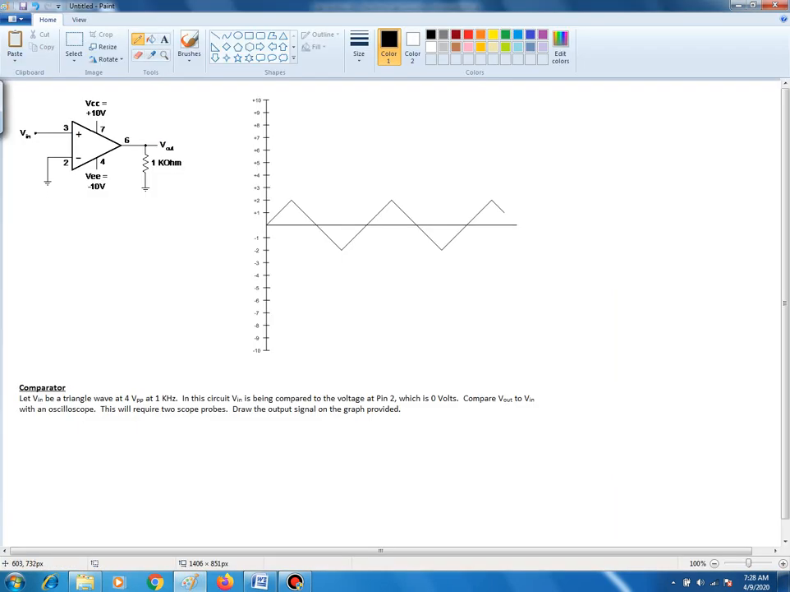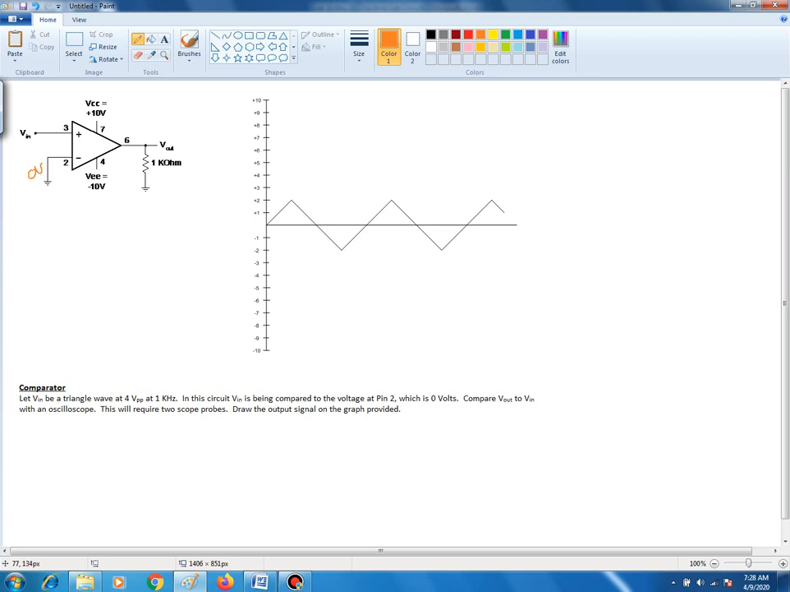In this circuit, Vn is the triangle wave already shown on the graph. So that's your Vn signal. And the other input to the op-amp is connected to 0 volts. So therefore, your Vn is being compared to 0 volts. And this op-amp circuit here is a comparator. There is no form of feedback, so it's strictly operating as a comparator.